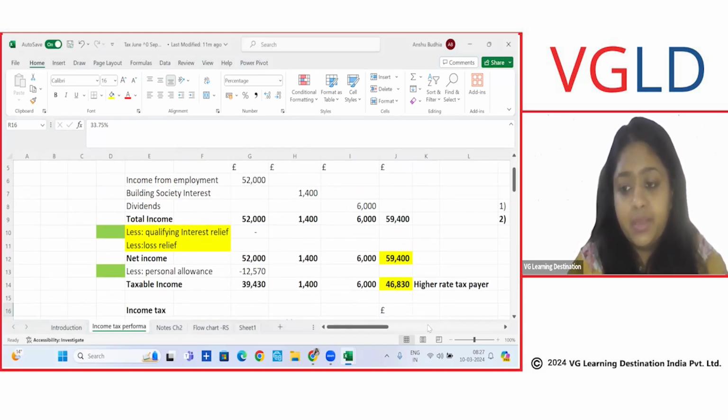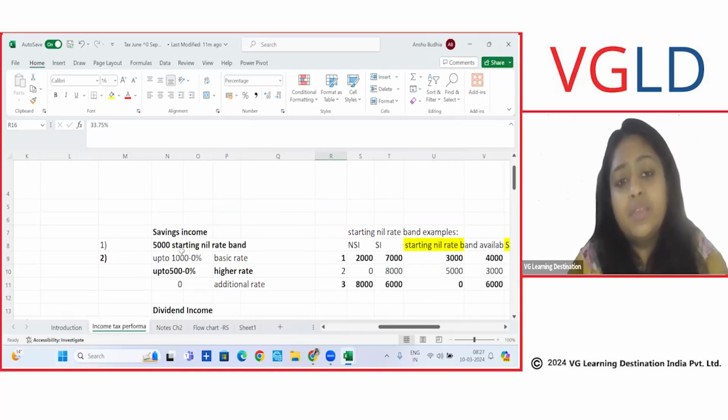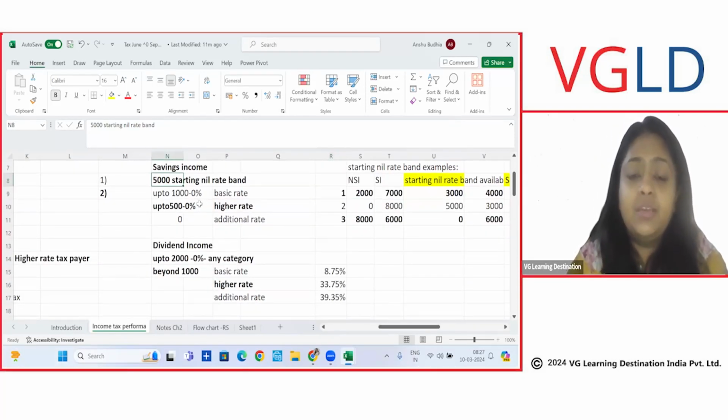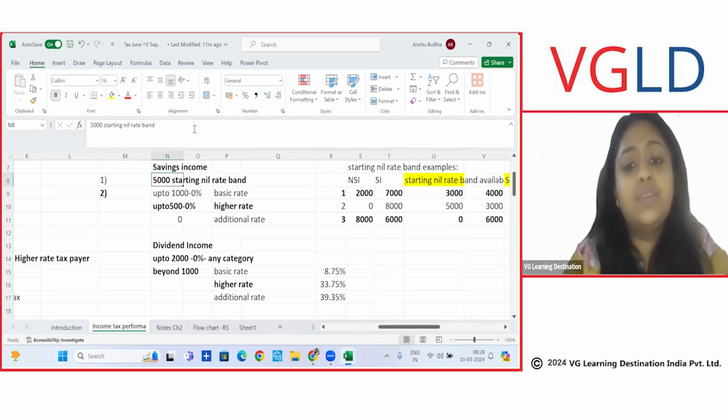Yes, I'll repeat them again. It's very simple, Mohammed. Three savings nil rate bands are there. For a basic rate category, 1000 is the nil rate band, maximum 1000. For higher rate category, 500 is the nil rate band. For additional rate, there is no nil rate band. So it's 1500, that's the savings nil rate band.